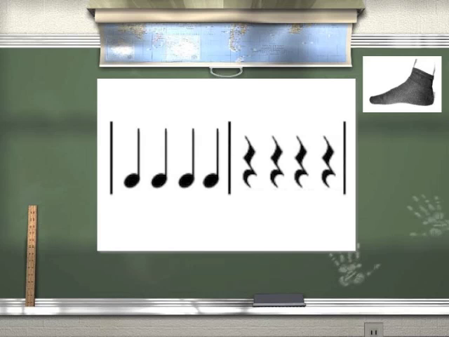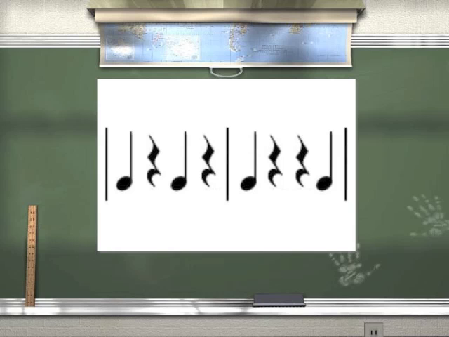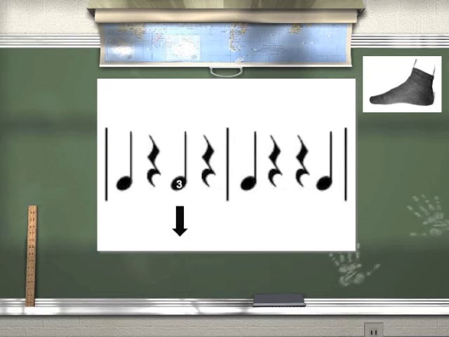One last exercise. Let's see if you can rhythm da these two measures without my help. One, two, ready, go. How did you do? Listen while I rhythm da the same two measures. One, two, ready, listen. Da, down, da, down, da, down, down, da.